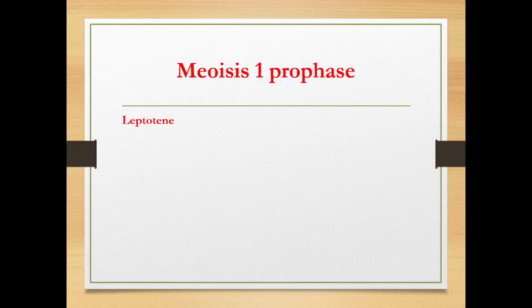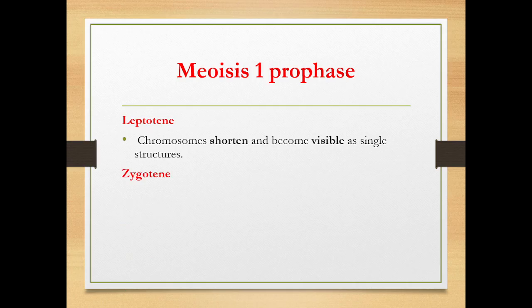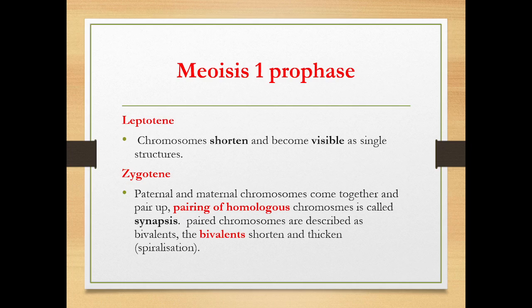So let's quickly look at leptotene. At leptotene, the chromosomes will shorten and become visible as single structures. So you are even able to see the chromosomes at leptotene. That's why chromosomes are visible at prophase. Zygotene is the next stage. At this stage, paternal and maternal chromosomes come together and pair up. So the pairing of homologous chromosomes is called synapsis. So synapsis takes place at prophase 1, and the stage is zygotene.